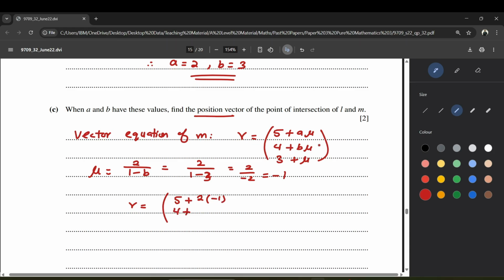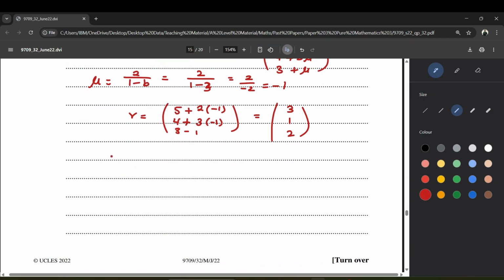Then 4 plus b is 3, mu is minus 1, and 3 plus mu, that will be 3 minus 1. So that turns out to be 5 minus 2, that is 3, 4 minus 3, that is 1, and 3 minus 1, that is 2. So 3, 1, 2, this is the column vector. But when you have to give your position vector, always remember that you have to give it in i, j, and k notation. So therefore position vector equals 3i plus j plus 2k.